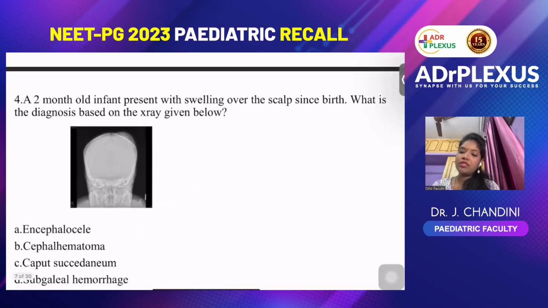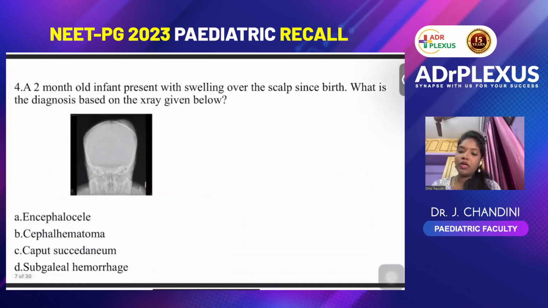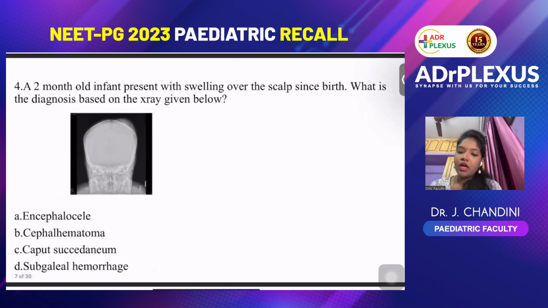The next question was, they have given an X-ray that was similar to this, and I've asked the scenario. A 2-month-old infant presented with swelling over the scalp since birth. The clue here is that the baby is 2 months old and has had some swelling since birth. So what is the diagnosis based on this X-ray? As you see here, you can see a swelling in the X-ray, somewhere in the parietal area. And what is the plane?